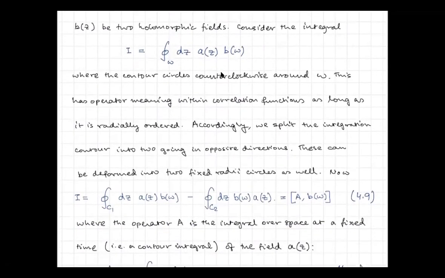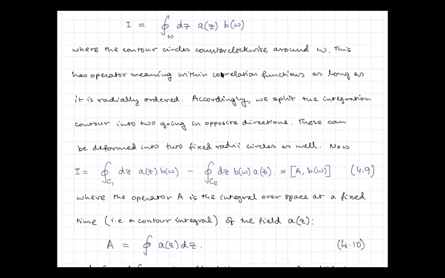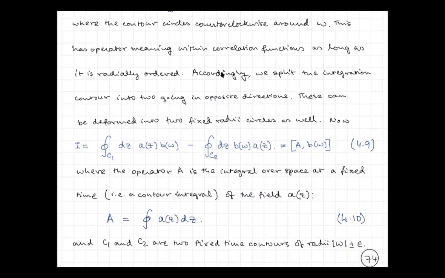The radial ordering in that case means that the first integral around C1 has a(z) b(omega). The second one, which is around C2, has this reversed. So this defines the fact that this is going to be related to this commutator bracket, where A is given by the field integral of a(z) dz.